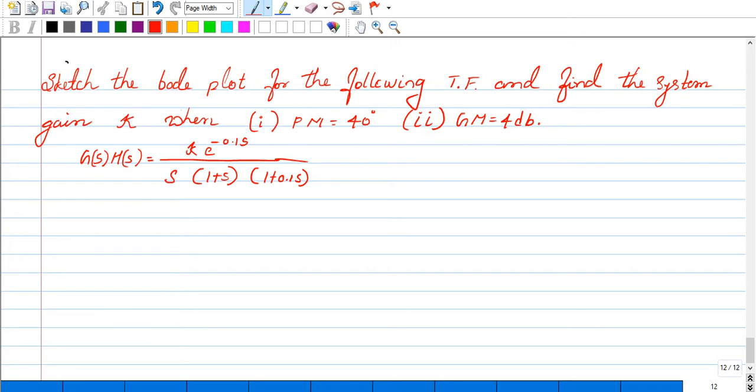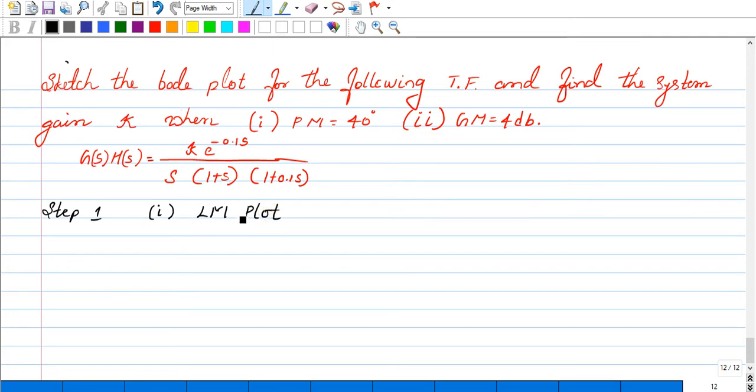so let us assume here first K equals 1. Okay, that will be our first step. Let me solve this. So step 1, we shall plot the magnitude.